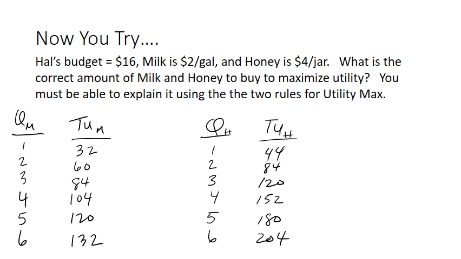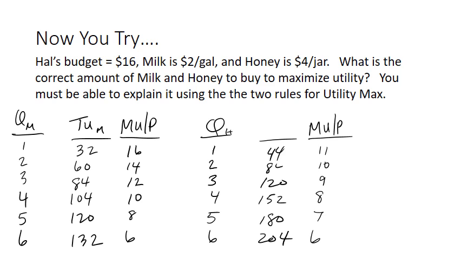So you try this one below. Hal's got a budget, 16 bucks, milk's $2, honey's $4. I need you to be able to tell me what the correct combination of milk and honey is going to be on his budget, and I need you to be able to explain it using that MUx over Px equals MUy over Py rule. So pause the video now, work this out. It's probably going to take you at least 5 or 10 minutes. After you figure out the correct combination, then you're going to go ahead and get the video started up again, and I'll work you through a solution.